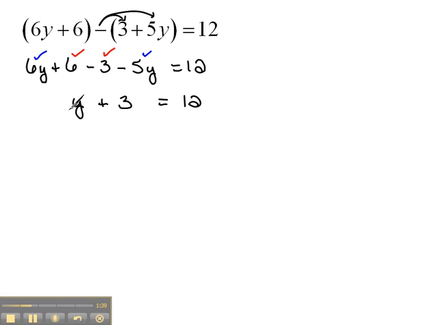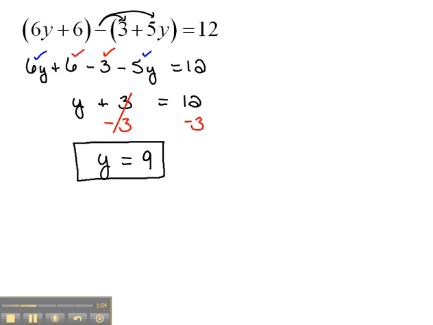So now we want to get y alone. So the opposite of adding 3 would be to subtract 3. So I'm going to do that to both sides. So now we have y equals 12 minus 3, which would be 9. So I think the answer is 9. Now let's double check it just to make sure.